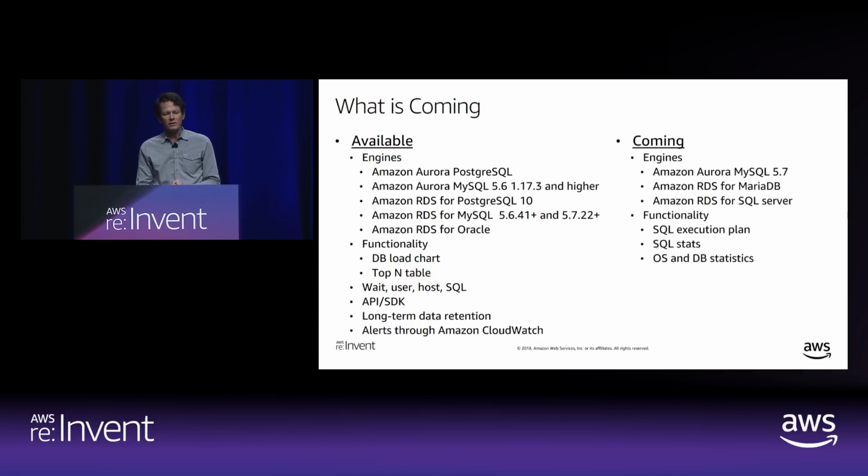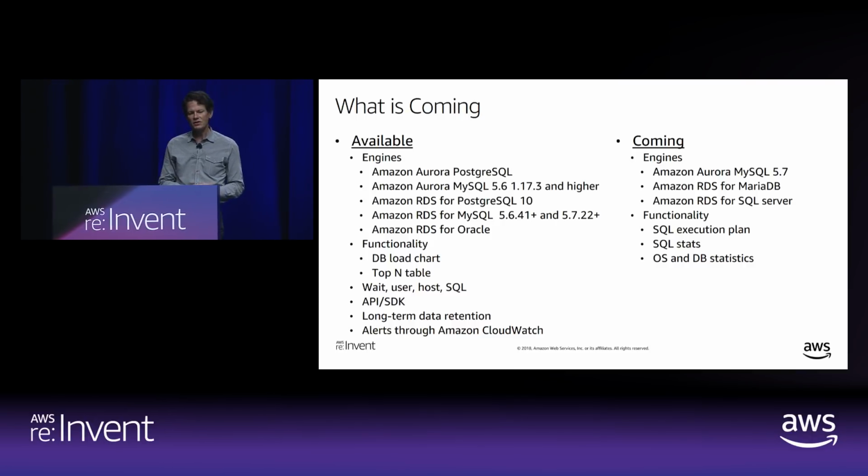Now what's coming? We're working on Aurora MySQL 5.7, RDS MariaDB, and RDS SQL Server. RDS SQL Server is the next one to go out, should be quite soon. And then on functionality, we'll be enriching it over the next year.